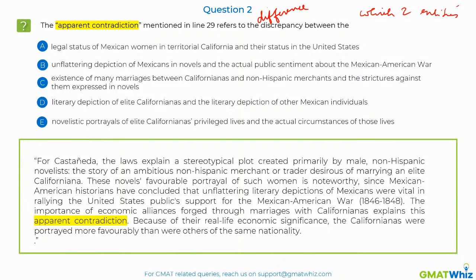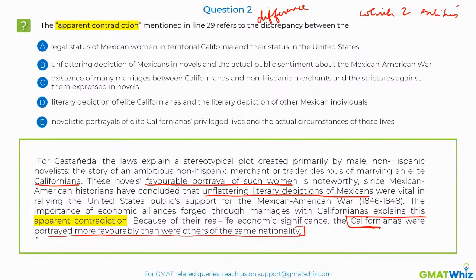So we know that the contradiction, if you refer to this portion, right? The author says there is a favorable portrayal of such women, referring to the Californianas, okay, and unflattering literary depiction of Mexicans. So Mexicans in general, and that was because here it's given that, referring to the Californianas, Californianas were portrayed more favorably than were others of the same nationality. This line, okay, would tell you the answer.